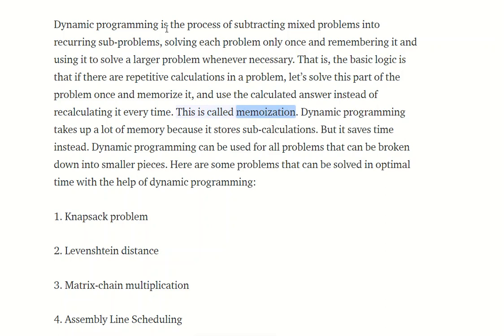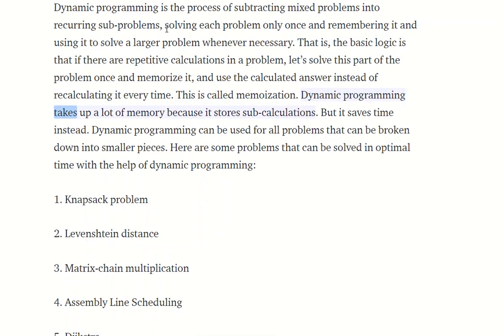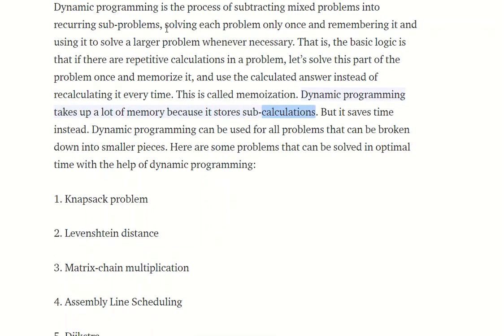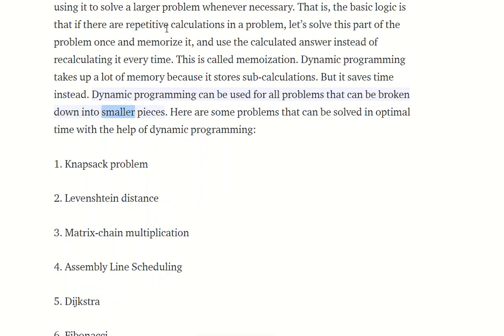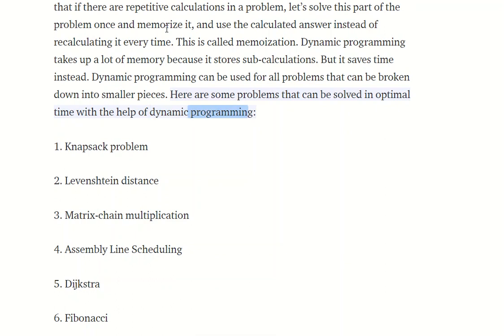This is called memoization. Dynamic programming takes up a lot of memory because it stores subcalculations, but it saves time instead. Dynamic programming can be used for all problems that can be broken down into smaller pieces. Here are some problems that can be solved in optimal time with the help of dynamic programming.